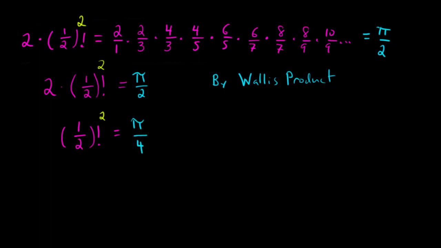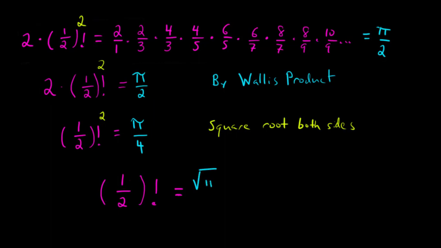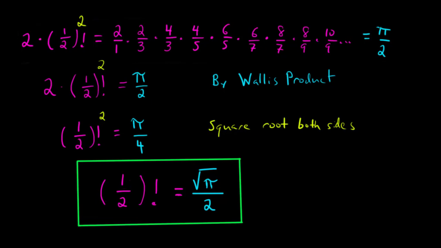And finally, we take the square root of both sides. And we find that 1/2 factorial equals the square root of pi over 2. Well, isn't that pretty amazing? Who was expecting that pi would have anything to do with factorials? And yet here it is. 1/2 factorial equals radical pi over 2.